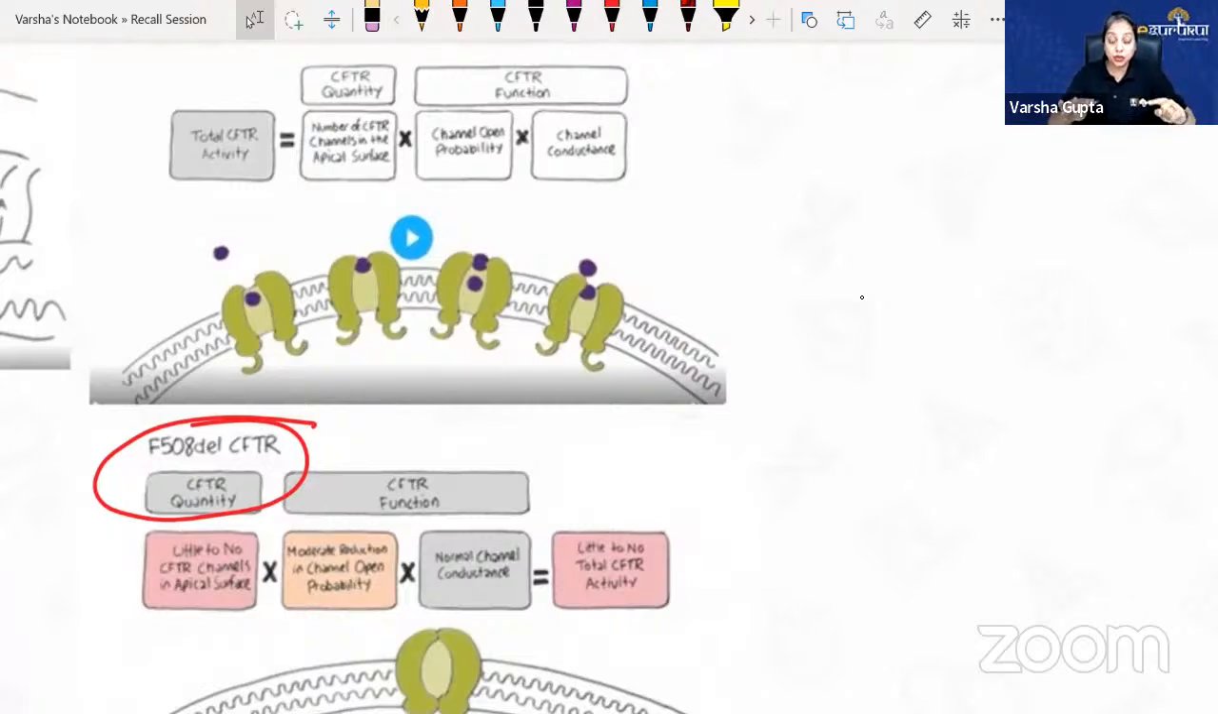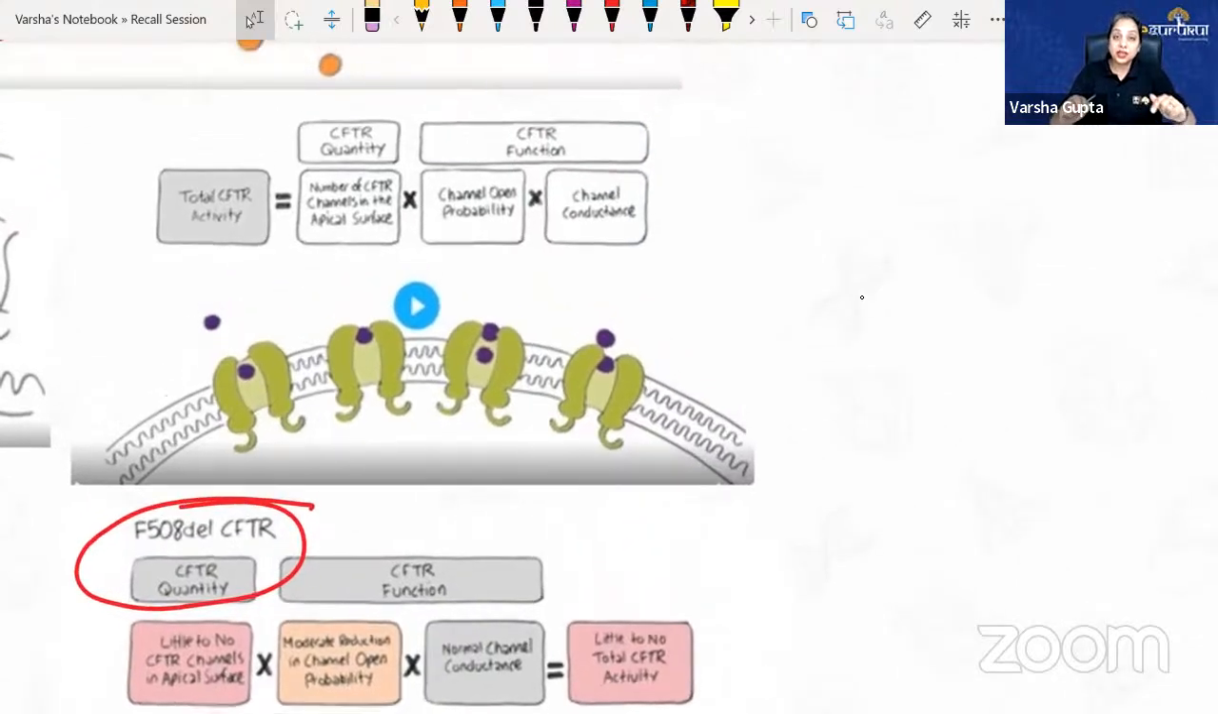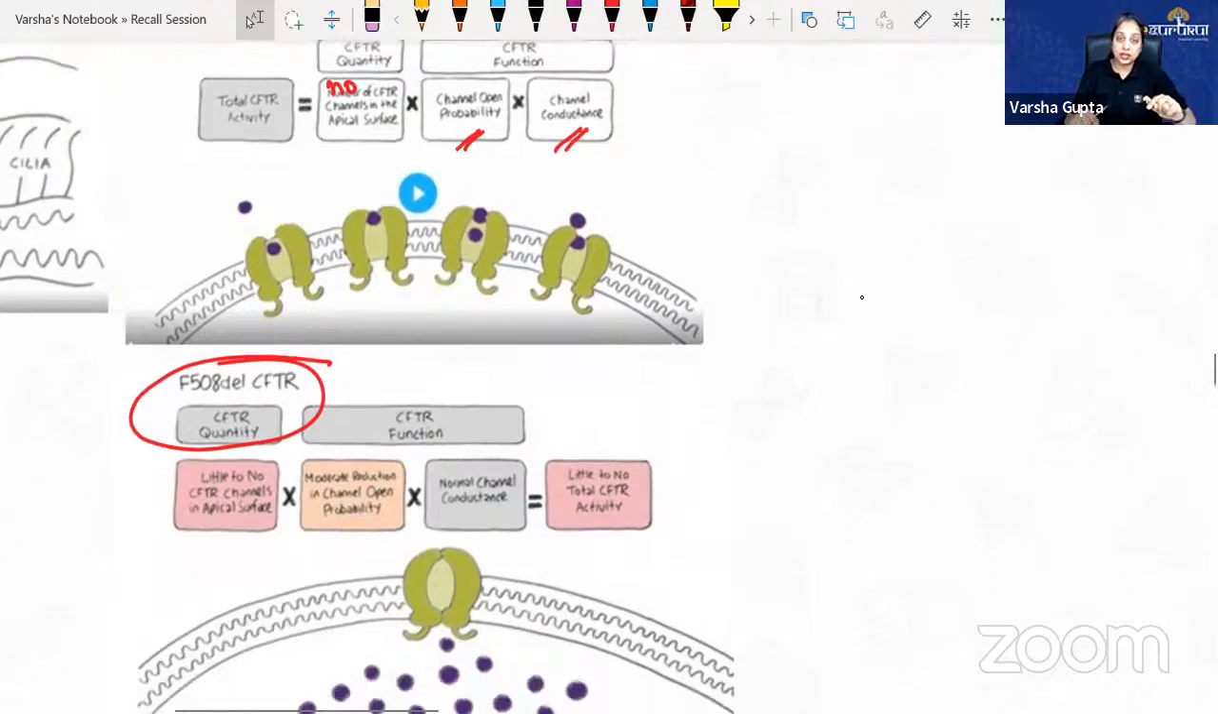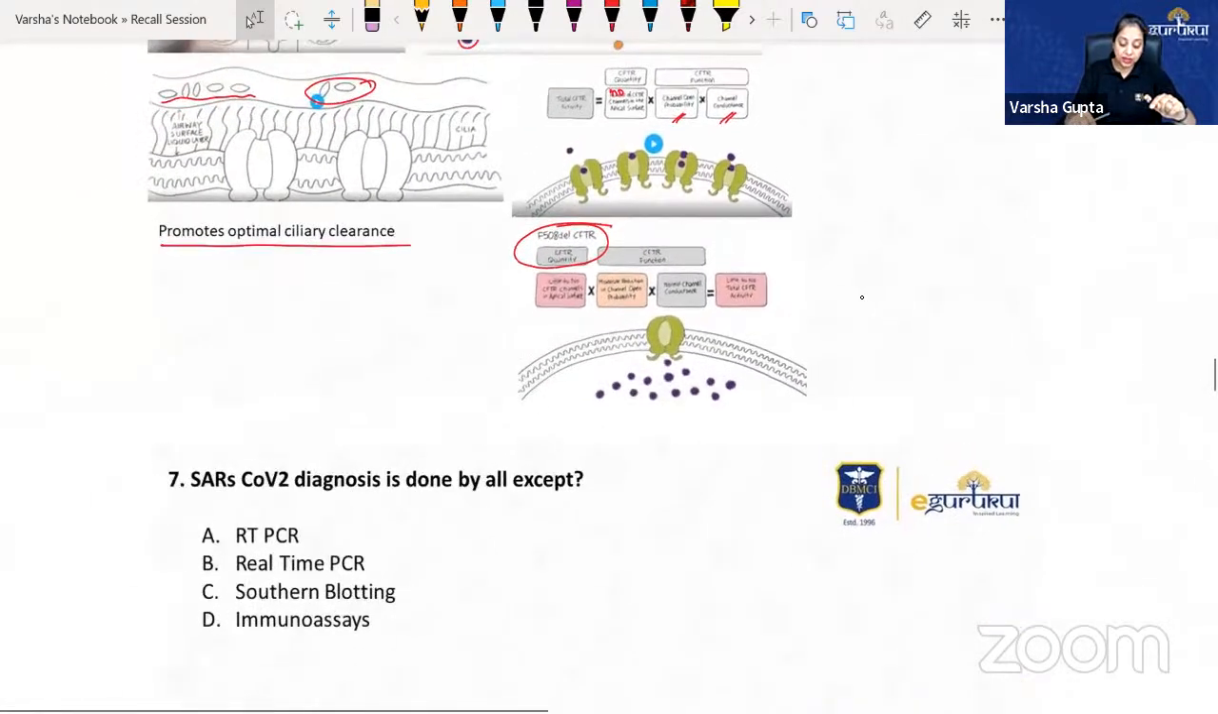So I want you to revise that also, the total CFTR activity, right? So total CFTR activity is the number of CFTR channels that are present on the apical surface, but how many channels are opening and closing and how many channels are conducting. So based upon the mutation, based upon the state of the body, that varies. So if you take all of them, multiply it, that gives you the total CFTR activity, right?